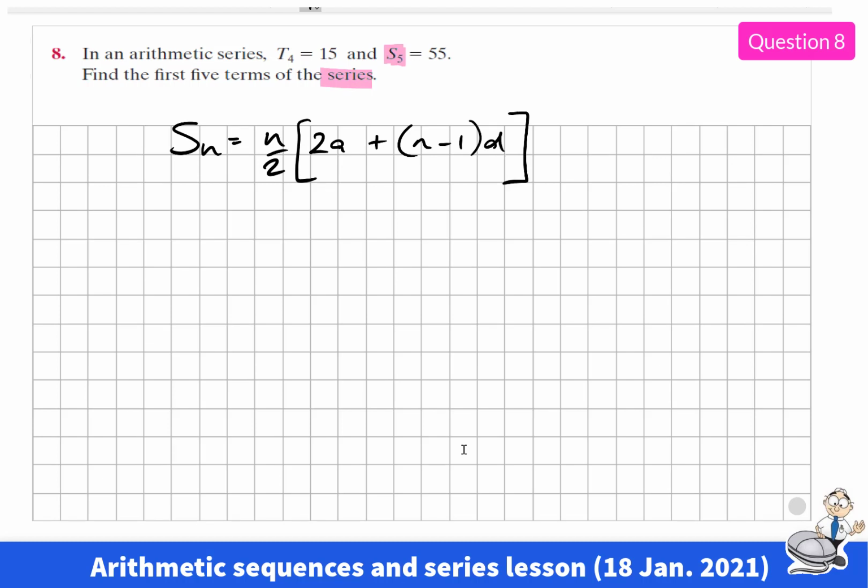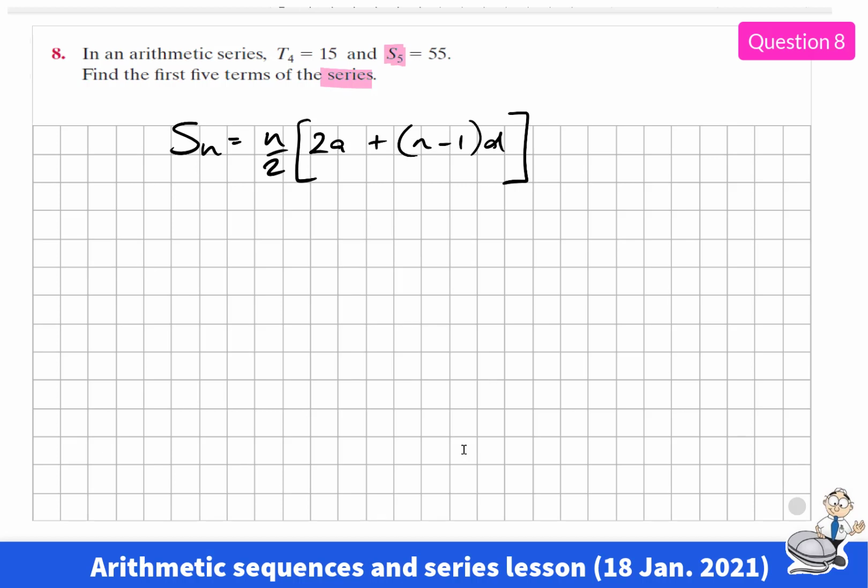So it involved the sum to n formula. Now, it's kind of interesting, the information it gives me. It tells me what term 4 is and the sum to 5 is. Would you be able to tell me, it's asking to find the first 5 terms in the series. Now, maybe I don't have to use a formula in this, if I understand this. How would I get sum 5 if I knew sum 4, for instance?